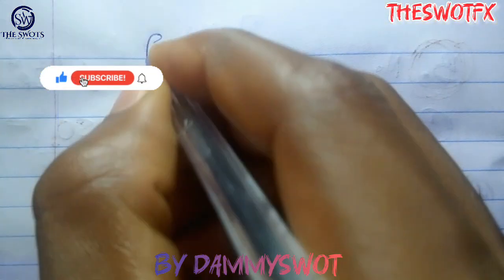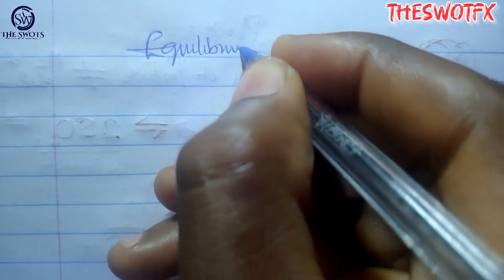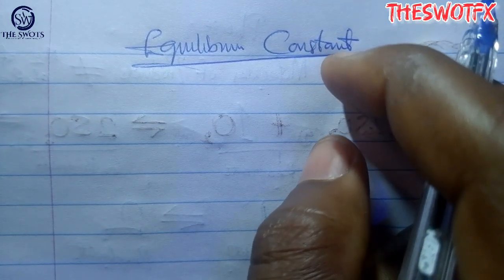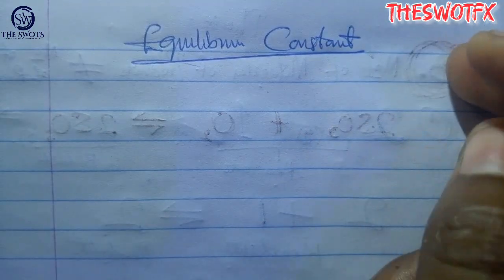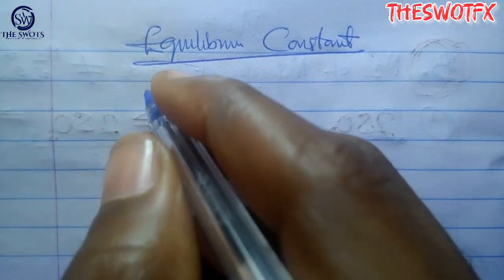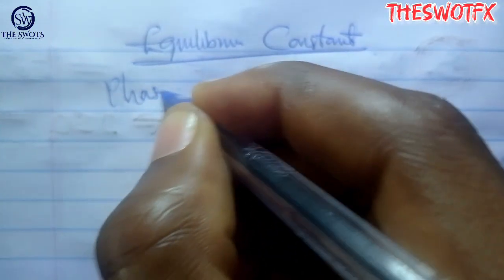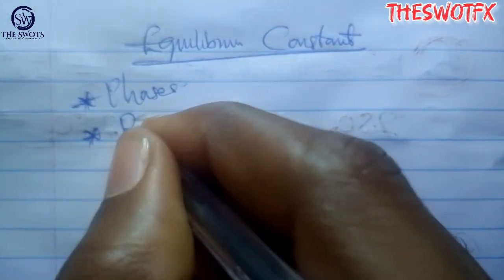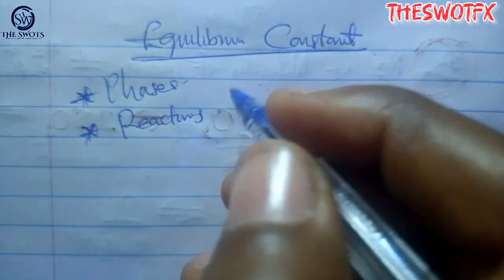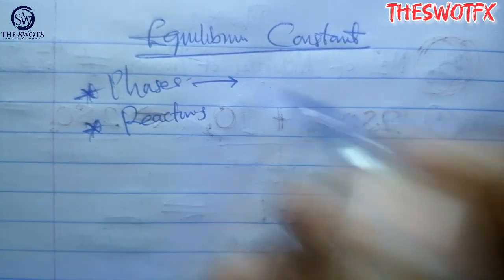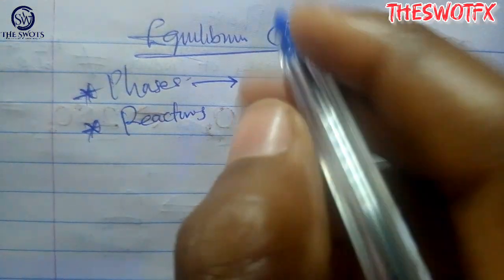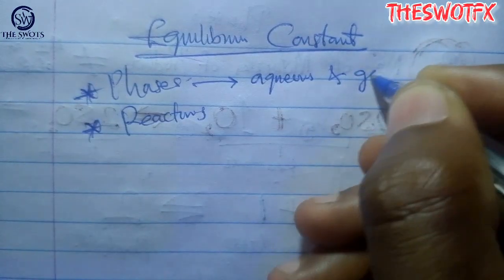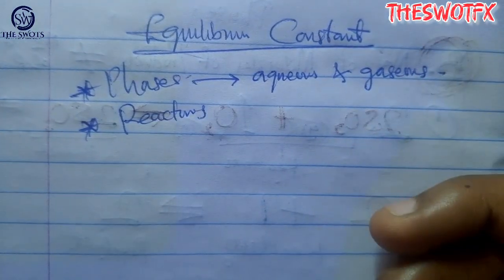Chemical equilibrium, we will be looking at equilibrium constants. Now, on equilibrium constant, the two important things you should take note of are the phases and your reactions. When I talk about the phases, the two important phases you should take note of while dealing with equilibrium constant are the aqueous phase and the gaseous phase. Those are your main concern.